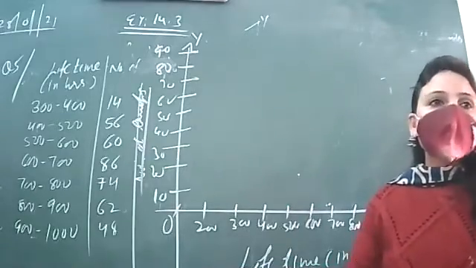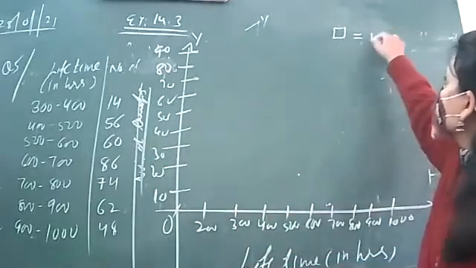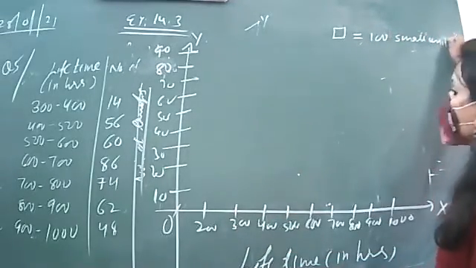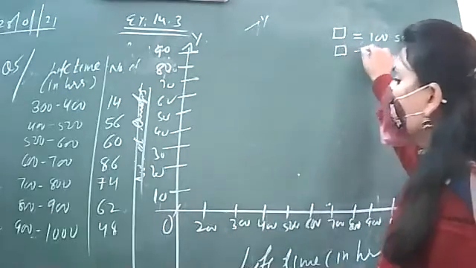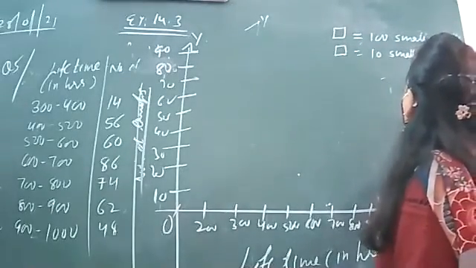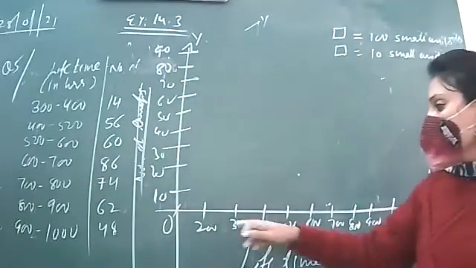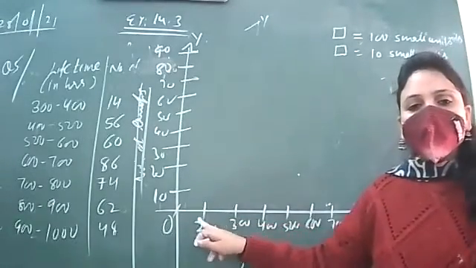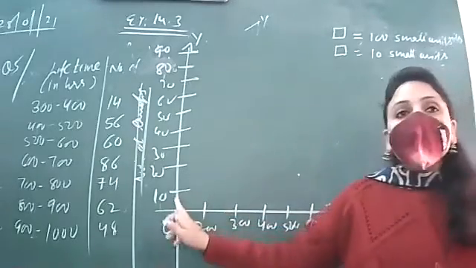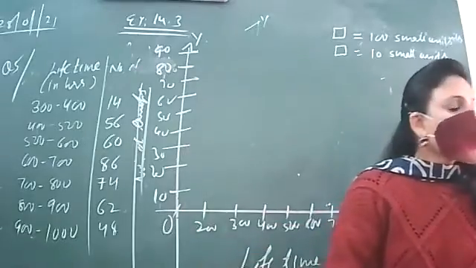Let us write down the scale. One big unit along the x-axis, 100 small units, and one big unit along the y-axis. Some of the students write it like this also: one block along the x-axis represents 100 hours because this is the line of hours, and one block along the y-axis represents 10 lamps because it is the number of lamps. So it's up to you.